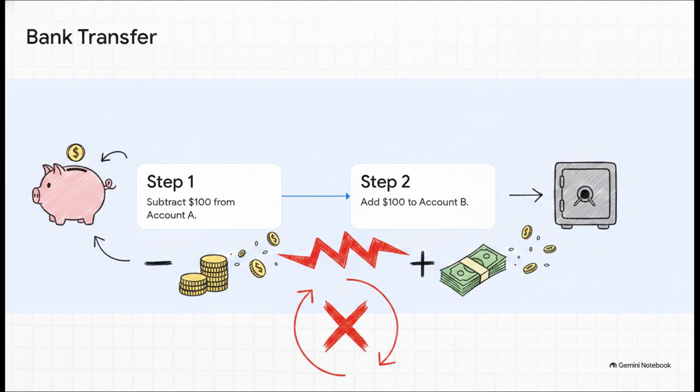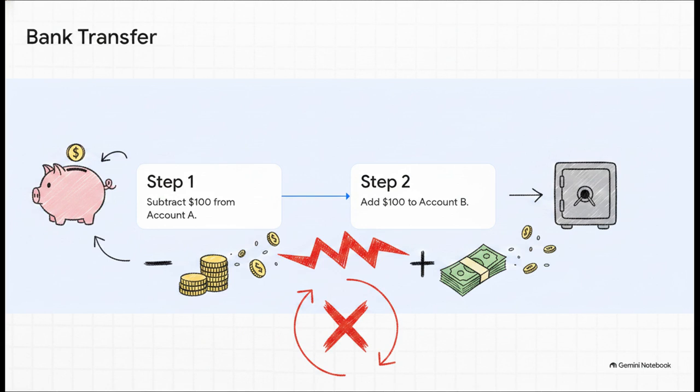Imagine a simple bank transfer. Step 1 is to subtract $100 from account A. Step 2 is to add that $100 to account B. Now, what happens if the power goes out right after Step 1 but before Step 2? Well, if the database just accepted that half-finished intermediate state, account A would lose $100 and account B would never receive it. The money would literally vanish into thin air.